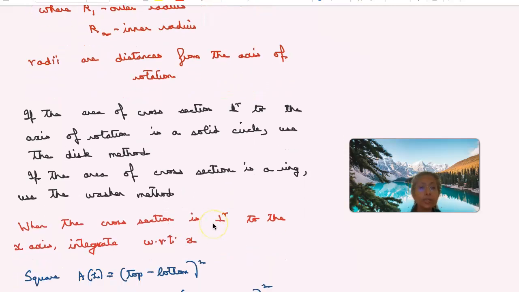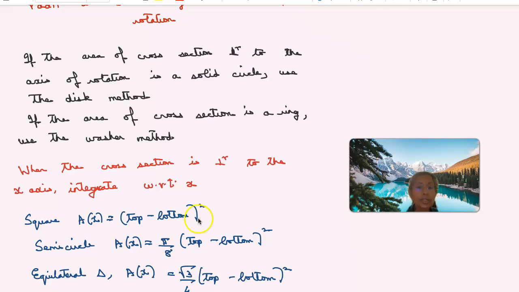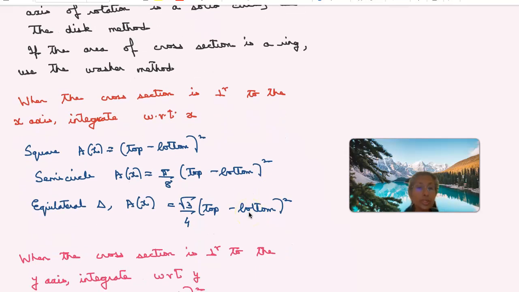When the cross-section is perpendicular to the x-axis, integrate with respect to x. And when it is perpendicular to the y-axis, integrate with respect to y. So there are some basic formulas which we use in cross-sections here. I'll just quickly go through them. For a square, it is (top minus bottom) squared. For a semicircle, it is pi by 8 into (top minus bottom) squared. For an equilateral triangle, it is root 3 by 4 into (top minus bottom) squared.